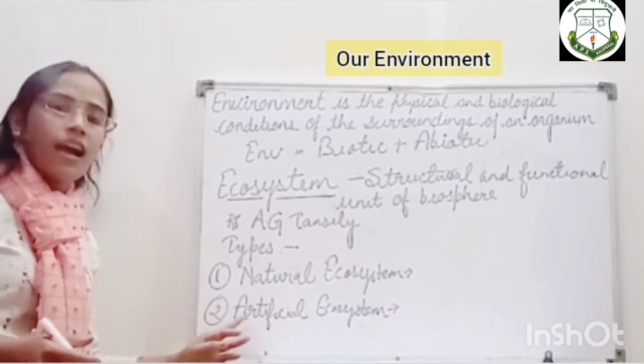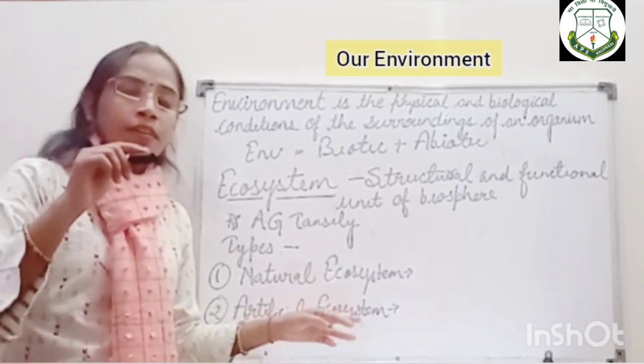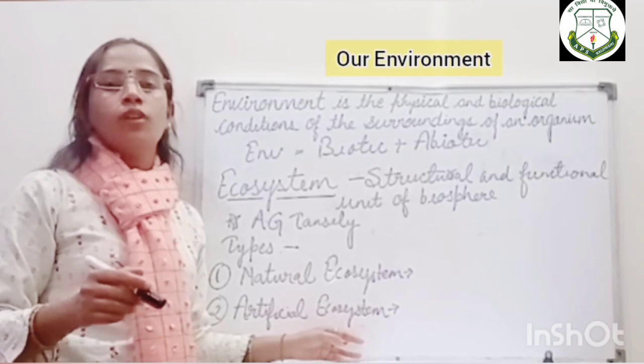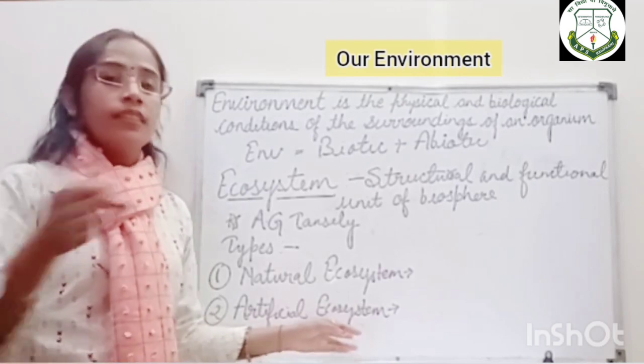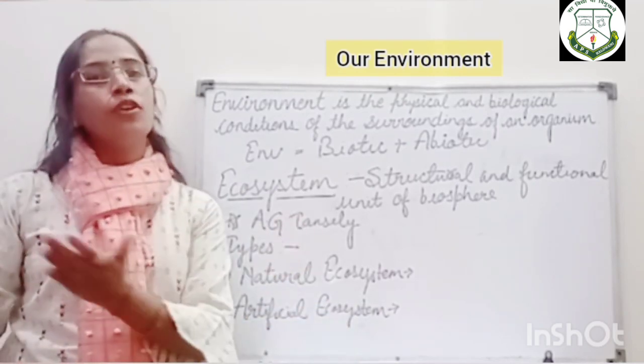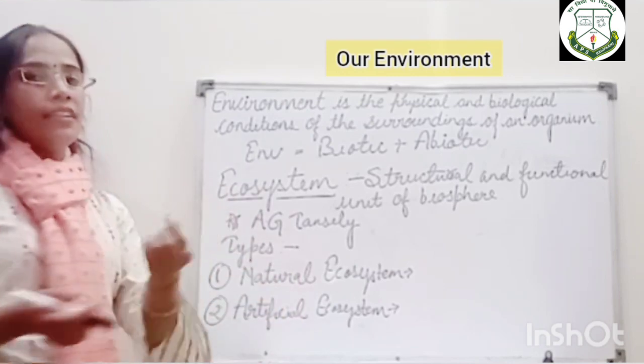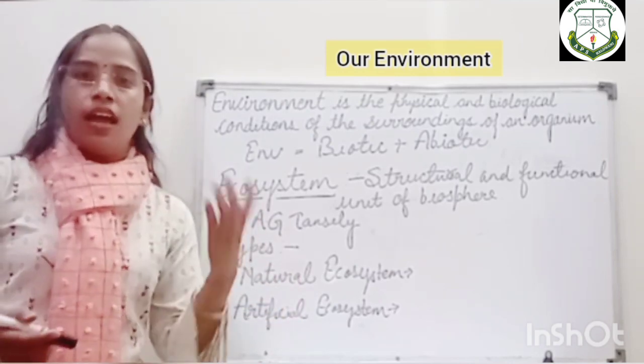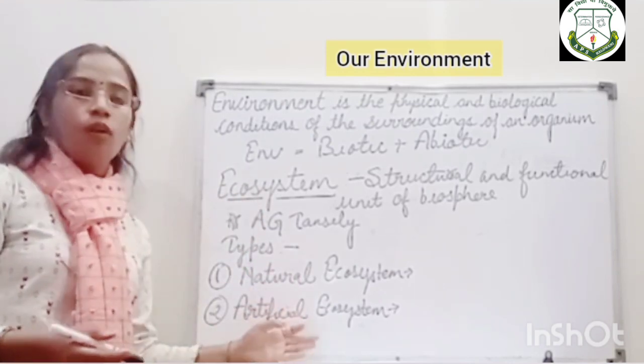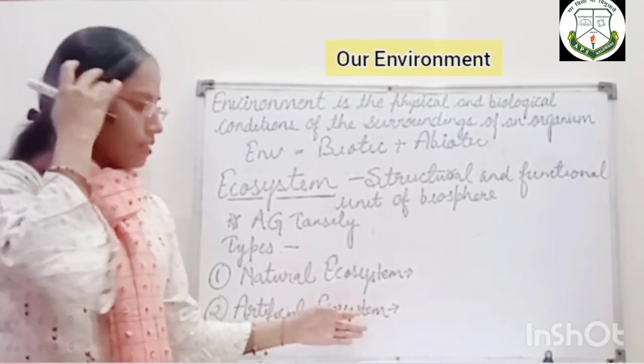Now the second one is artificial ecosystem. Artificial ecosystem is also known as man-made ecosystem. They are made with the help of human beings. For example, you can take the simple example of aquarium. Aquarium is an example of artificial ecosystem.